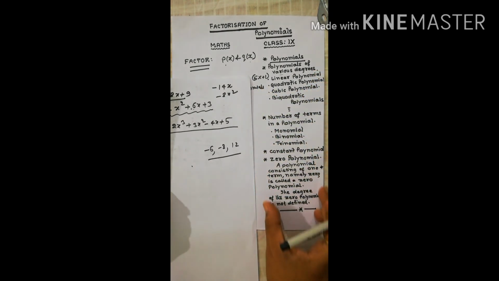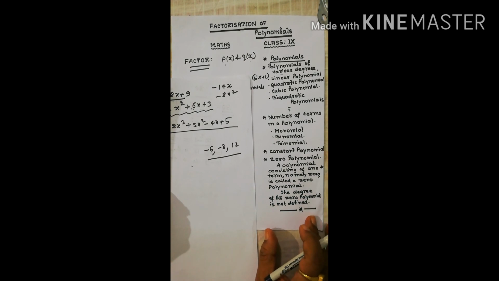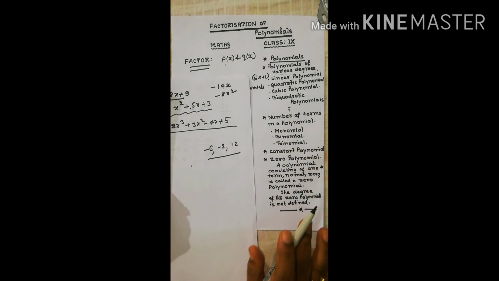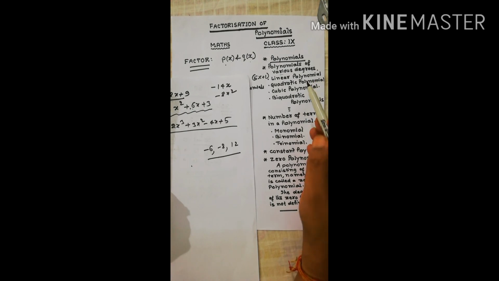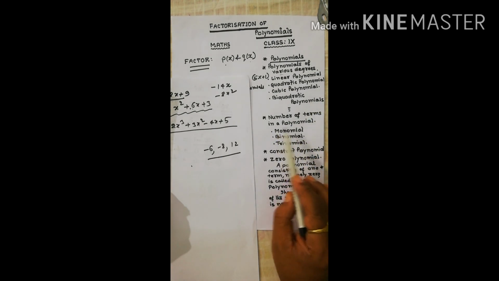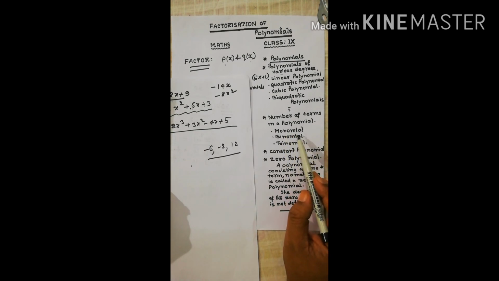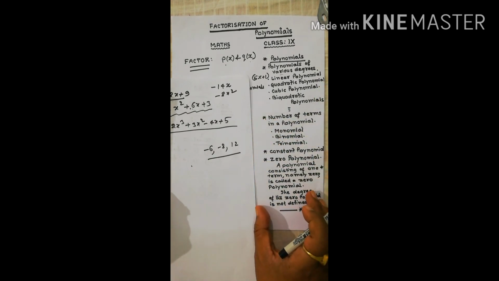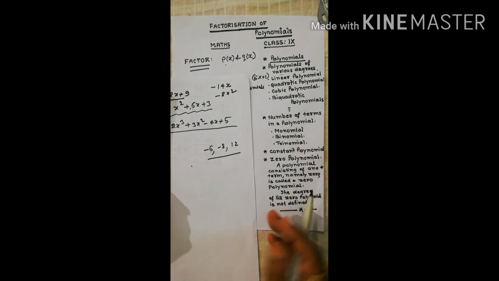So I think you know what polynomials are, the polynomials of various degrees and the number of terms in a polynomial. The question will be in the form of polynomials. It may be linear, it may be quadratic, it may be cubic, it may be biquadratic, and the number of terms may be monomial type, binomial type, and trinomial type. So we have to factorize each type of polynomial in different ways.